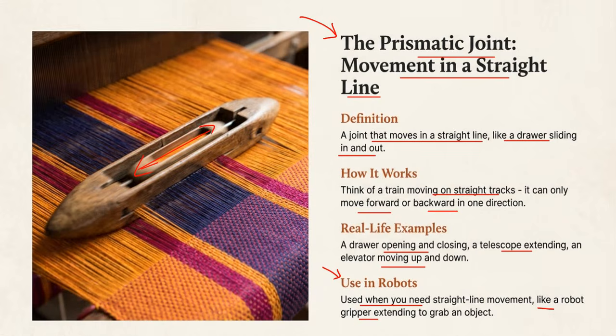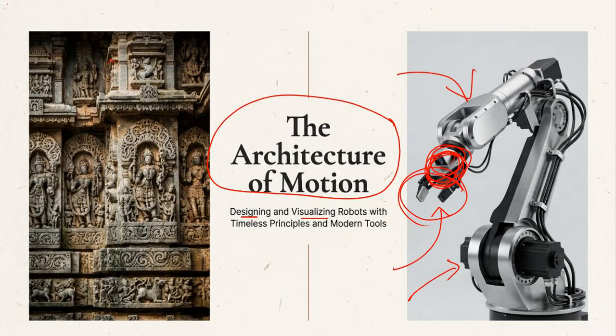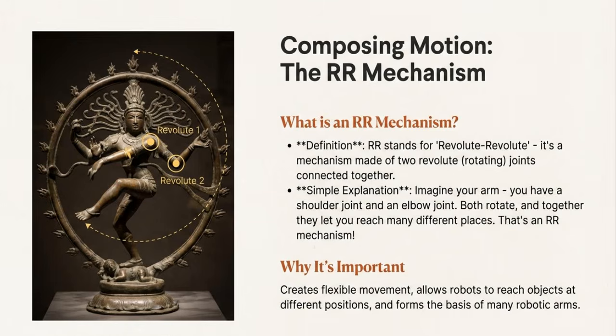Okay, so let's see over here. If there is something like this over here, this part can extend. Then this entire section will come forward and the robot can pick something over here. Something like that. Okay. The next concept is that of composing motion.